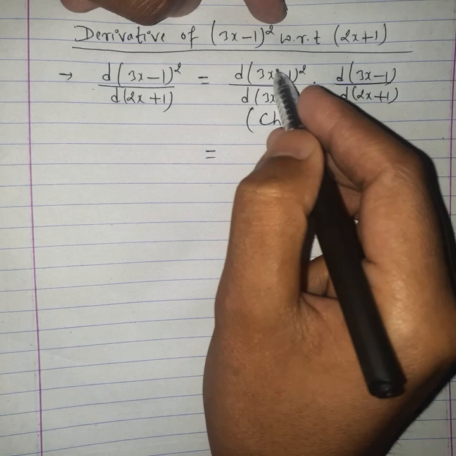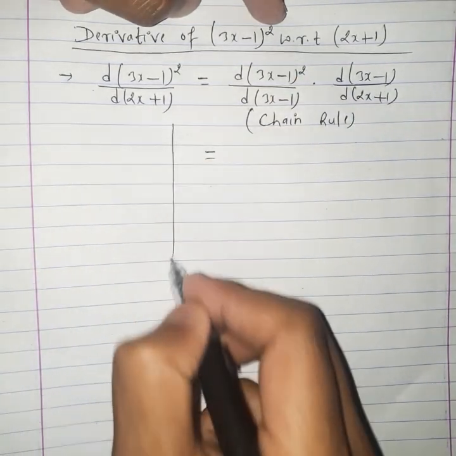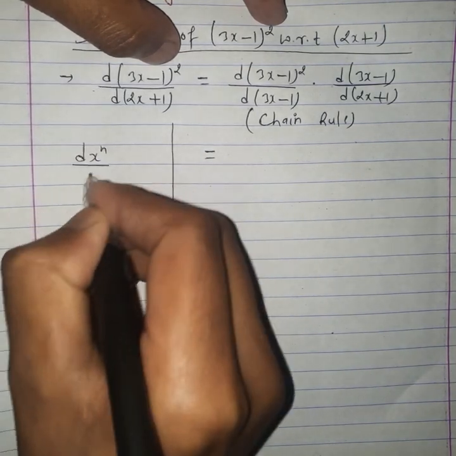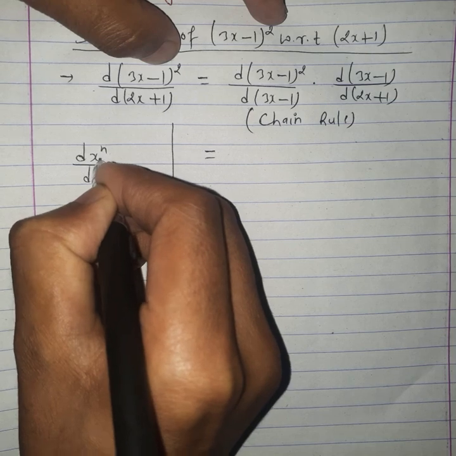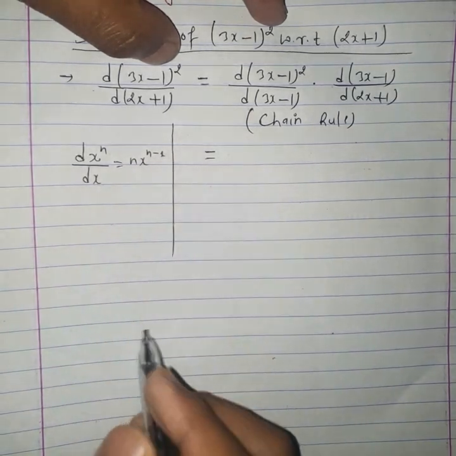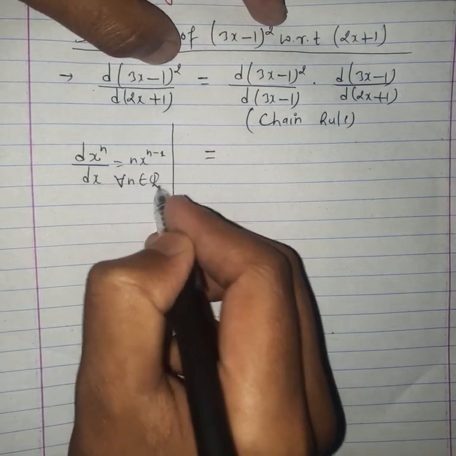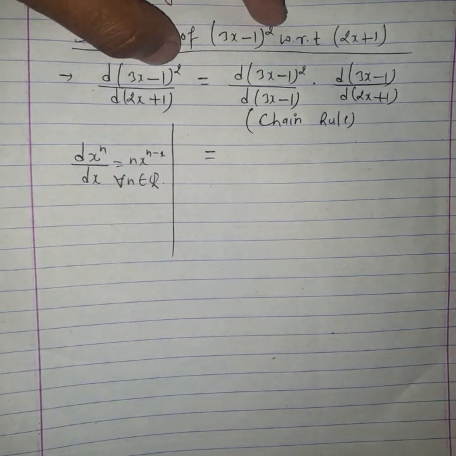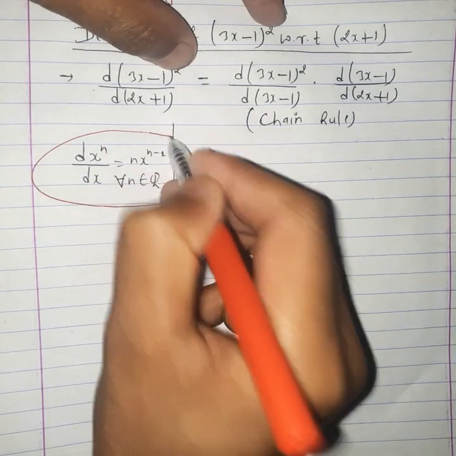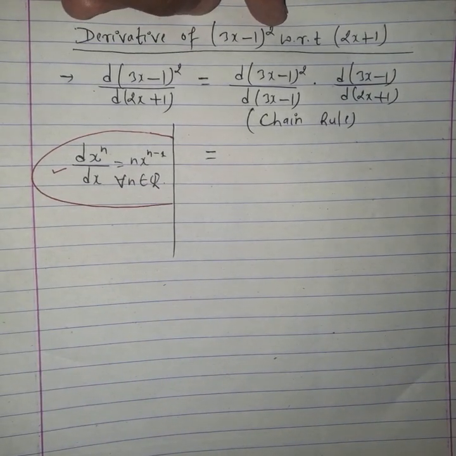In the first term, we can use the power law. Let me write the formula: the derivative of x to the power n with respect to x is n times x raised to the power n minus 1. It is valid for all n belonging to the set of rational numbers. Please memorize this very important formula on the derivative of a power function.